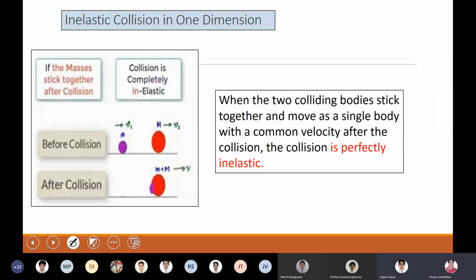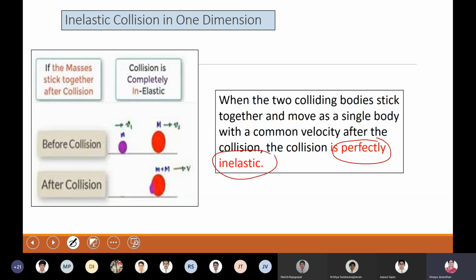Now we'll go for inelastic collision in 1 dimension. Just now we saw elastic collision in 1 dimension. Now inelastic collision in 1 dimension. In inelastic collision, your momentum will be conserved, but kinetic energy will not be conserved. Sometimes we call this perfectly inelastic collision.